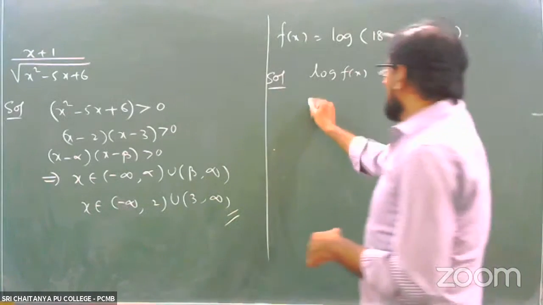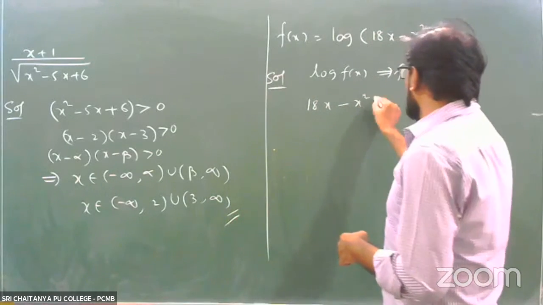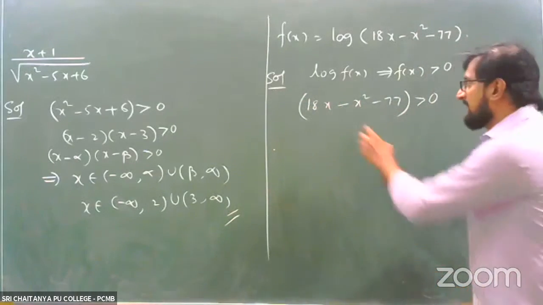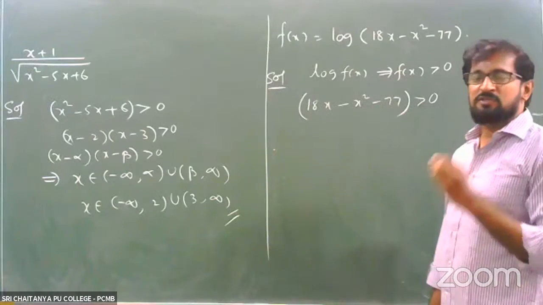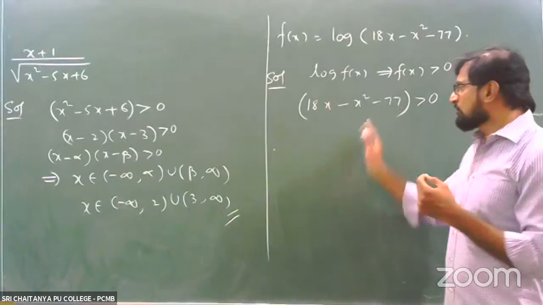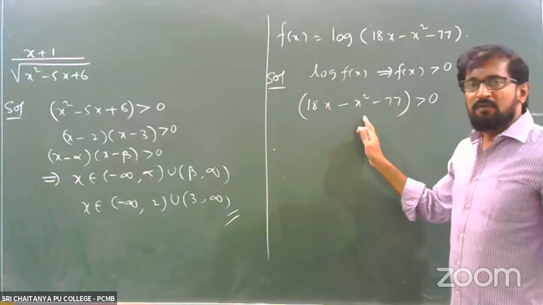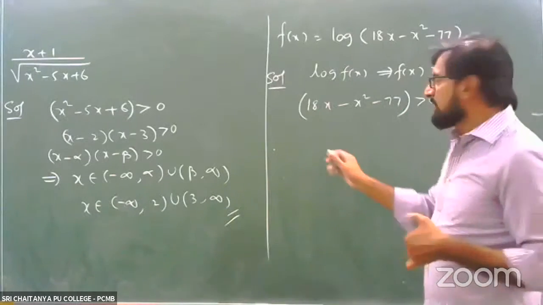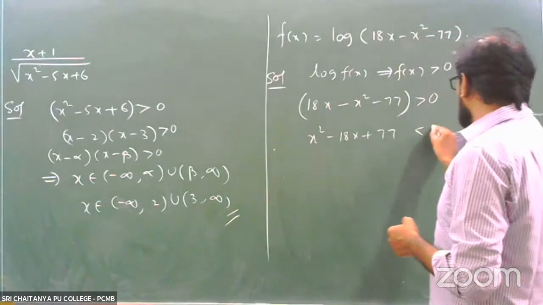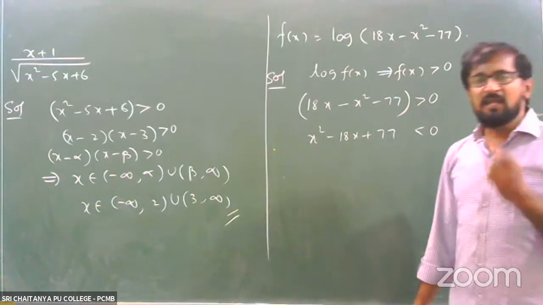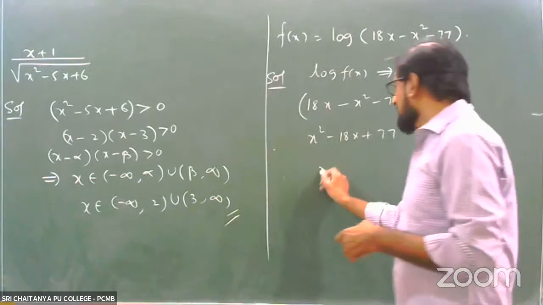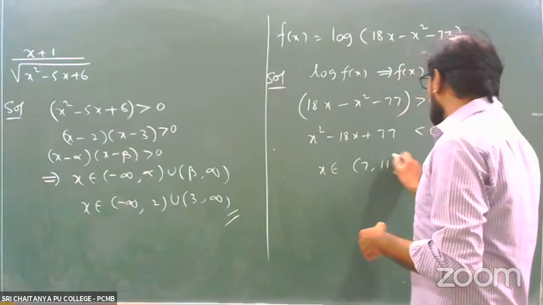That means 18x minus x square minus 77 is greater than 0. The coefficient of x square is negative, so it becomes somewhat heavy to find the roots of this equation. Hence, I request you to multiply throughout the inequation by a negative number. So you are going to get x square minus 18x plus 77 is less than 0. If any inequation is multiplied by a negative number, the sign will be changed.